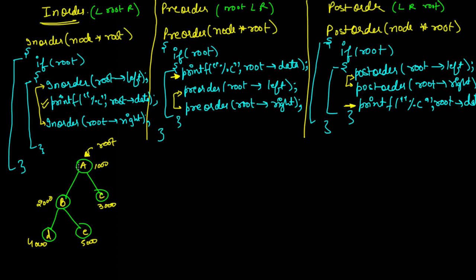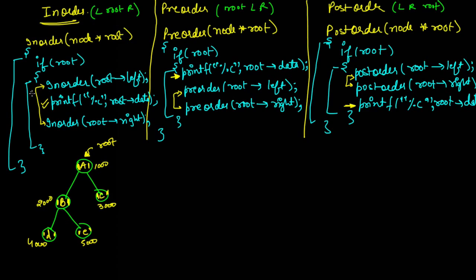Its left pointer is storing the address 2000, its right pointer is storing the address 3000. Its left pointer is storing the address 4000, its right pointer is storing the address 5000. Its left and right pointers are both null. Here also the left and right pointers are both null, because these are the leaf nodes. Now let us suppose I've called this inorder function on this. As you know, whenever we do a recursive call, all the data present in the recursive calls is stored in the form of stacks.